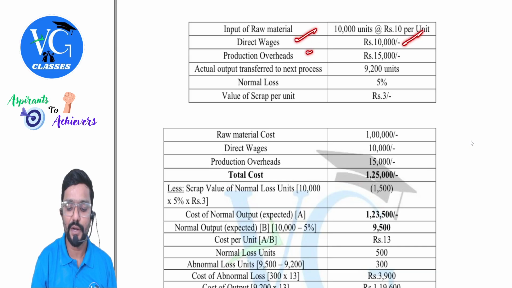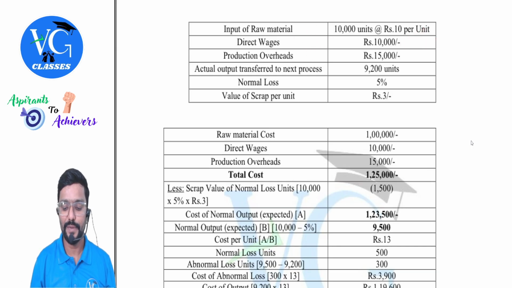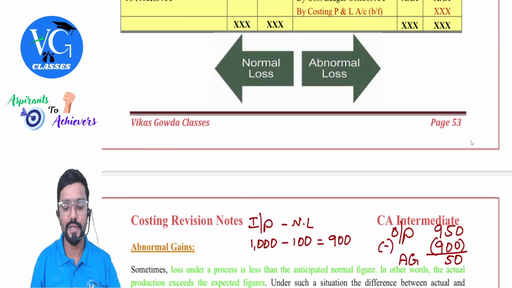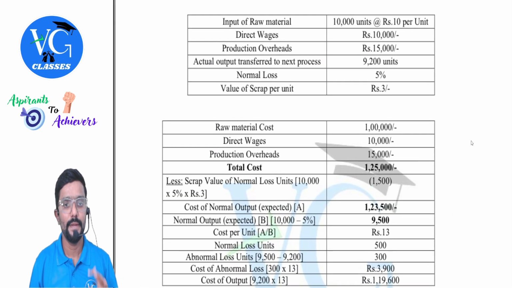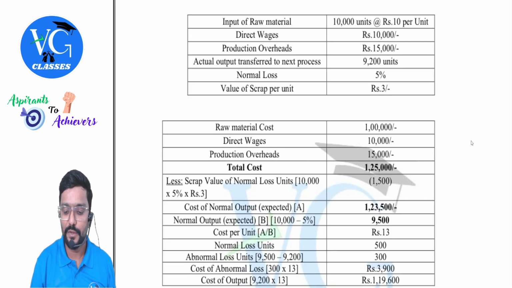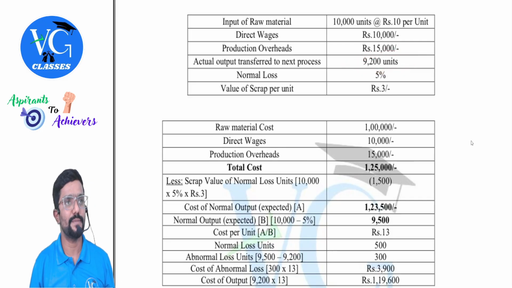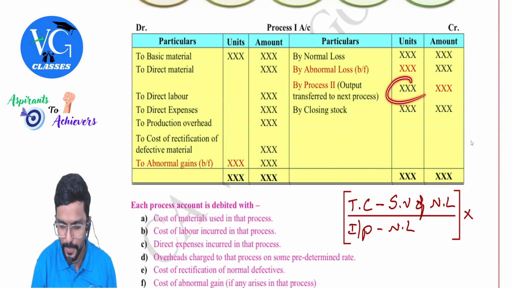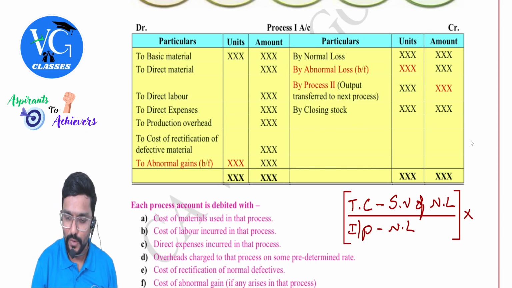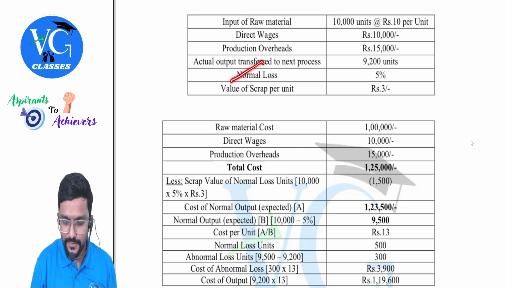Direct wages 10,000, production overhead 15,000. So what is my total cost? 1 lakh 25,000. Everything would be debited here. Next, actual output transferred to the next process is only 9,200. Output is 9,200 units. Then normal loss 5%.